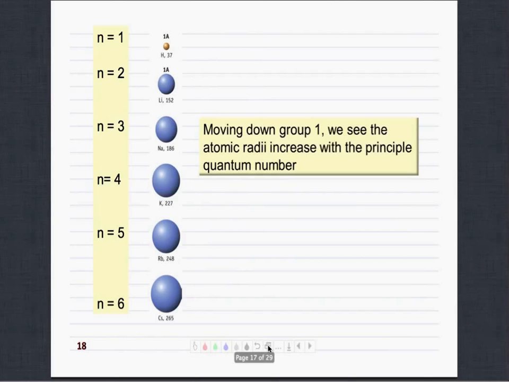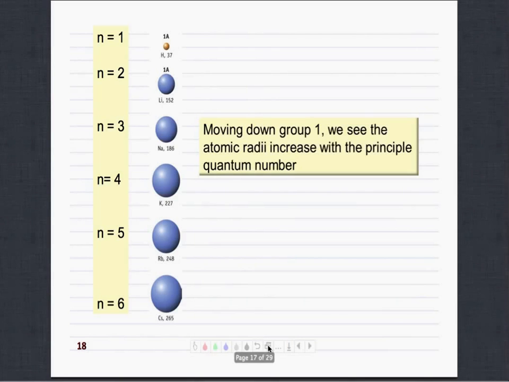So in other words, if I ask you which has a bigger radius, fluorine or chlorine? Chlorine definitely is gonna have a higher radius, or a bigger radius, than fluorine. Okay? And the same applies for all the groups, every group in the periodic table. So the radius increases as we go down the group.